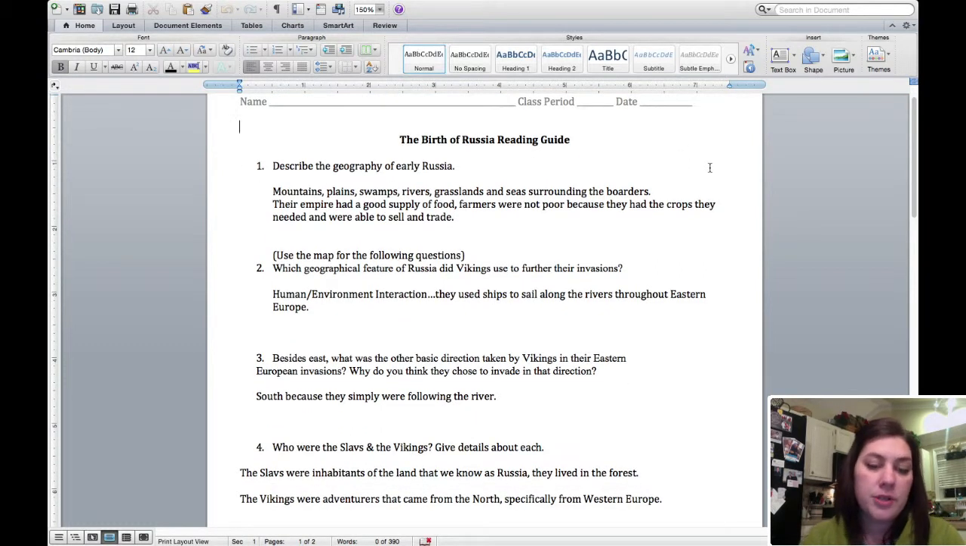So number 1 was describe the geography of early Russia. And the answer that I was looking for is mountains, plains, swamps, rivers, grasslands, seas, surrounding all the borders. Basically, their empire had a really good supply of food. Farmers were not poor because they had what they needed and were able to sell and trade throughout the empire.